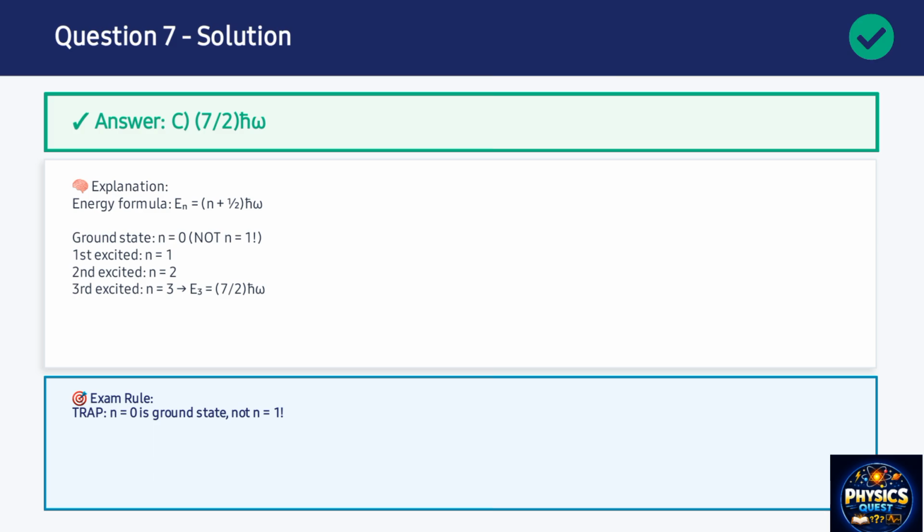Energy formula for the harmonic oscillator equals (n plus half) ħω. Ground state is n equal to 0, not n equal to 1. First excited n equal to 1, second excited n equal to 2, third excited n equal to 3. So E3 equals 7/2 ħω. Always remember ground state is n equal to 0, not n equal to 1, and this is a common trap.